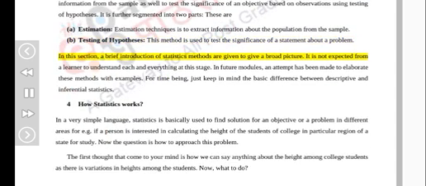In this section, a brief introduction of statistical methods is given to give a broad picture. It is not expected from a learner to understand each and everything at this stage. In future modules, an attempt has been made to elaborate these methods with examples. For the time being, just keep in mind the basic difference between descriptive and inferential statistics.